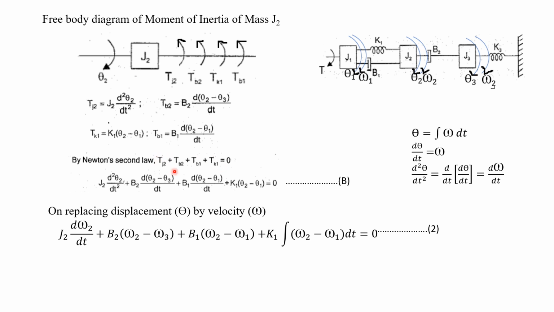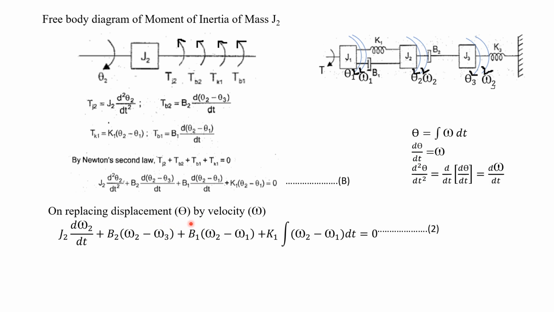Now you have to substitute the value of all the opposing torques. When we substitute the value of the opposing torques, it will be like this. This is equal to 0. Now this is equation number B. So now what we have to do, we have to replace each and every theta by omega. For that you have to use the relation between theta and omega.